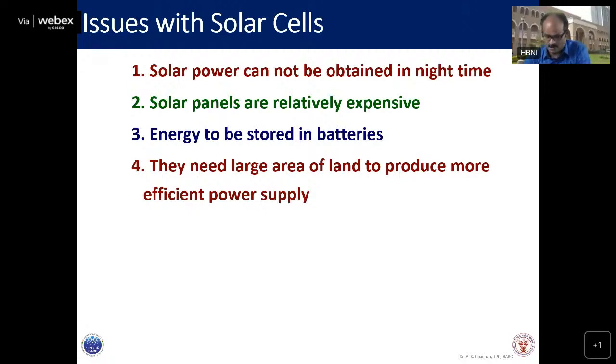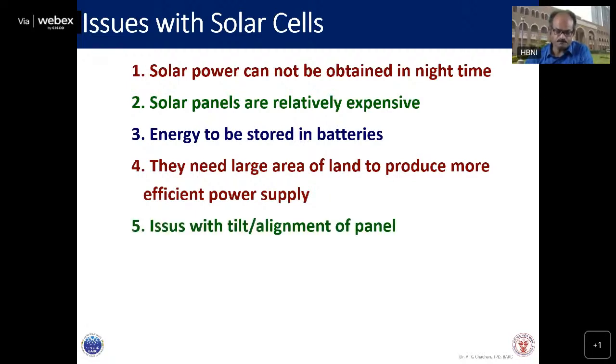So some efficiency loss is there. They need a large area of land to produce more efficient power supply. Issues with tilt alignment of the panel. Usually, it starts in the morning from the east, and in the evening it sets in the west.